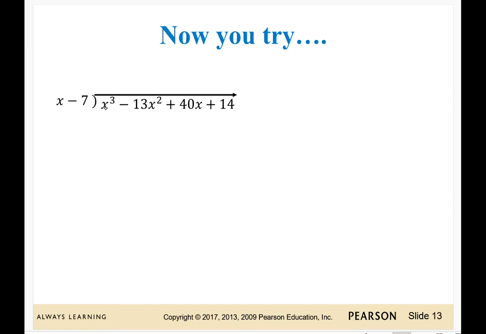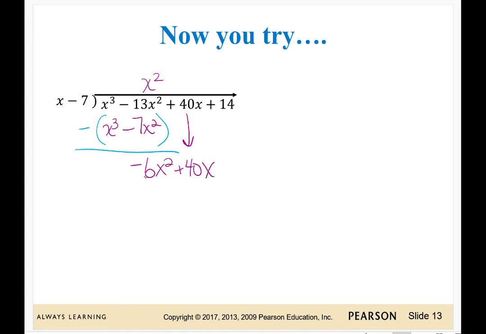All right, so x times x squared would give me x cubed. So x squared times x is x cubed minus 7x squared. I'm going to use a different color for subtraction. There we go. Subtract all that. Those go away. Negative 13x squared minus a negative is adding. So negative 13 plus 7x would give me minus 6x squared. And then I'm going to bring down the positive 40x.